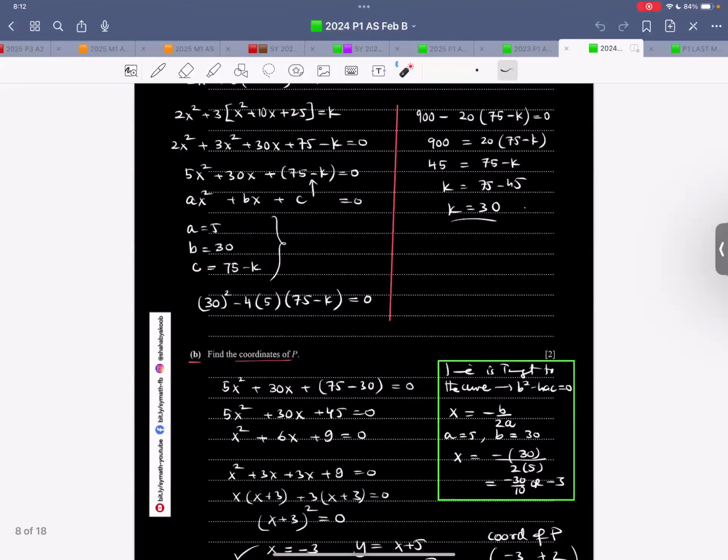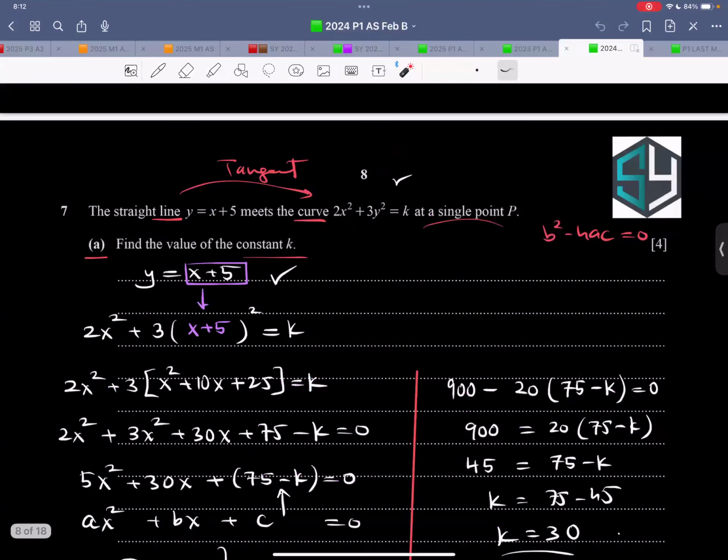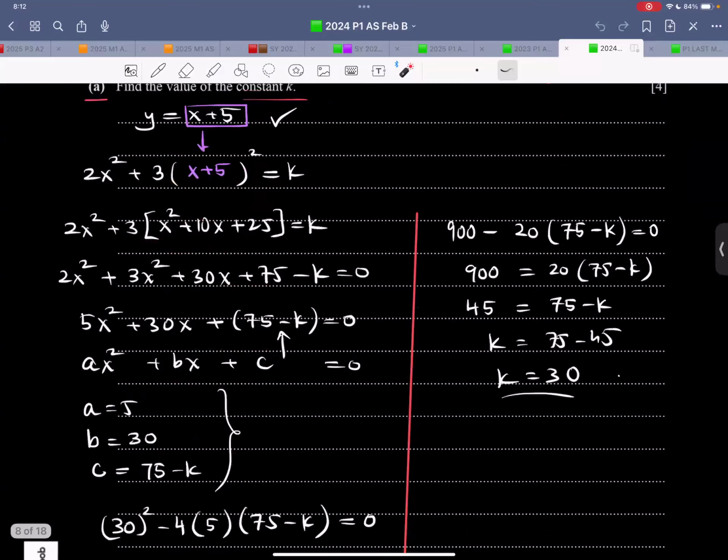Okay, here. So now over here, it says the straight line y is equals to x plus 5 meets the curve such and such at a single point. What does it mean? It means tangent. So you have to understand the vocabulary. Okay. And then it says, find the value of the constant k. Make a single equation. So this is 2x squared plus 3y squared is k. So instead of y, write x plus 5. Don't forget to square it, expand, simplify, take all the terms on one side.